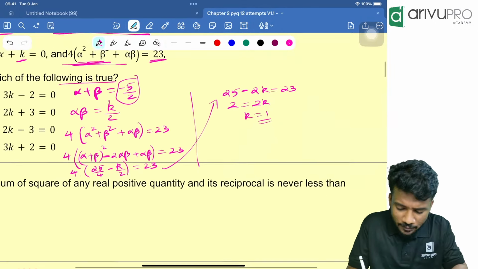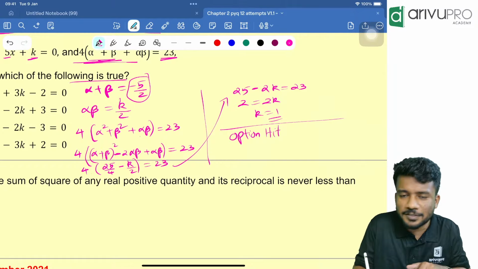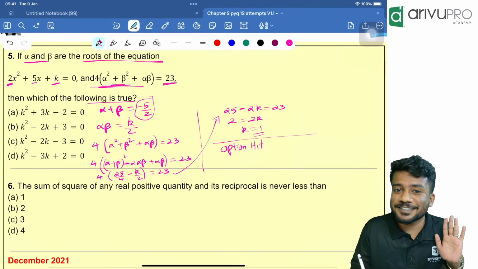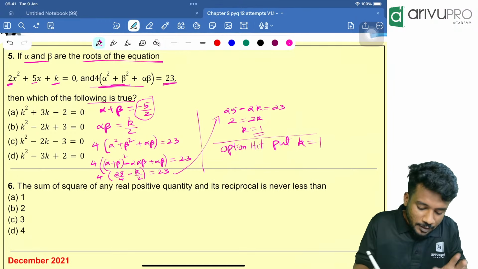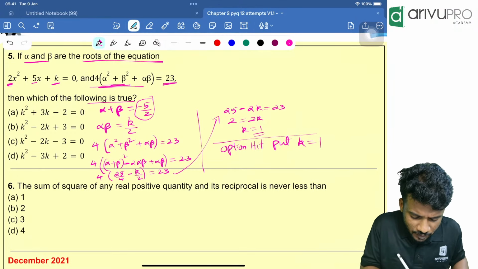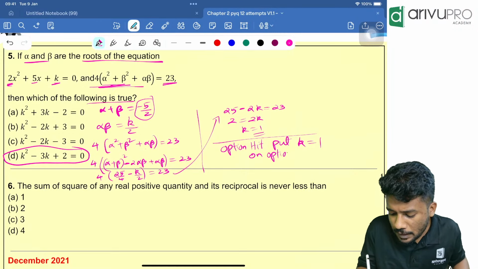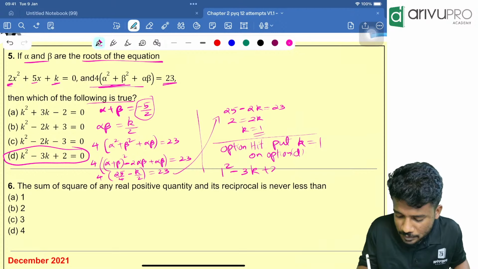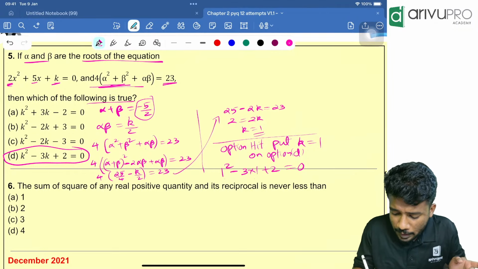K is equal to 1. Okay, we got the value of k. Now option hit. People, one more thing: this type of question can only be solved by this method, not the previous one. Okay, option hit. Put k is equal to 1. Which option is going to satisfy? Try checking everything. Try option D. On option D, k square minus 3k plus 2, which is equal to 0. Instead of k you put 1. 1 plus 2 is 3. 3 minus 3 is 0.